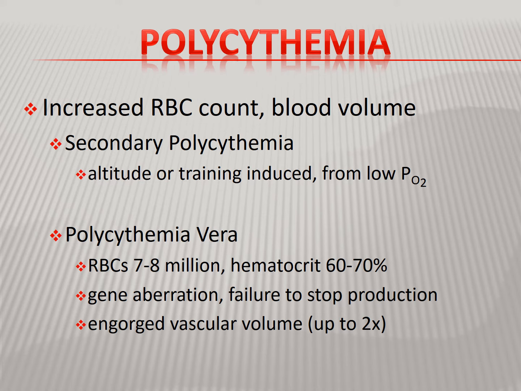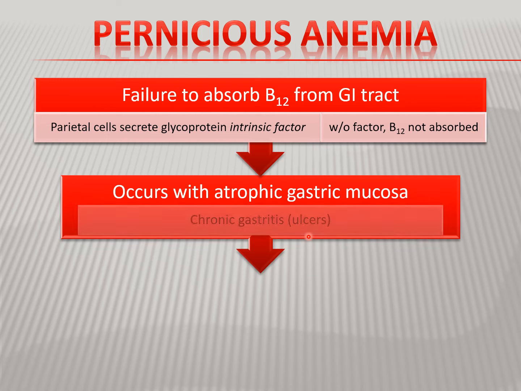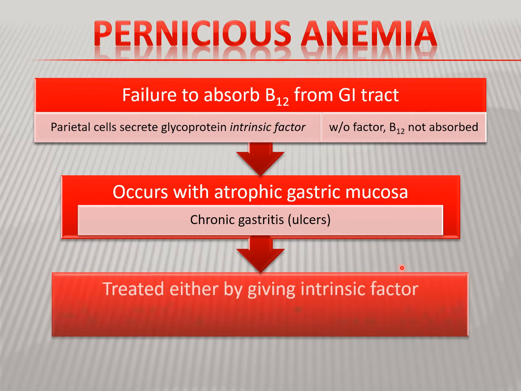Polycythemia, there's two examples. One is exercise induced and one is a genetic aberration. So both of these elevated red blood cell counts. Pernicious anemia is when you have ulcers of the stomach, you destroy the parietal cells which can't secrete intrinsic factor, and without that you can't absorb vitamin B12. So ulcer, no intrinsic factor, can't absorb vitamin B12, means you have not enough red blood cells.